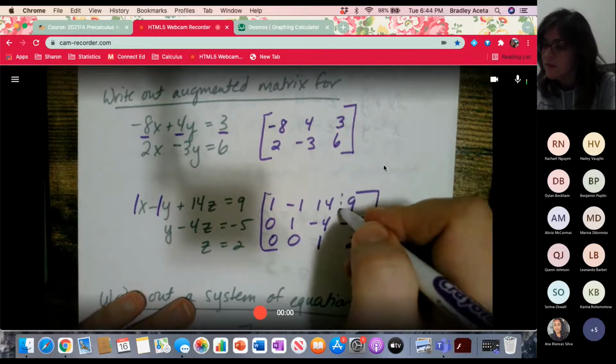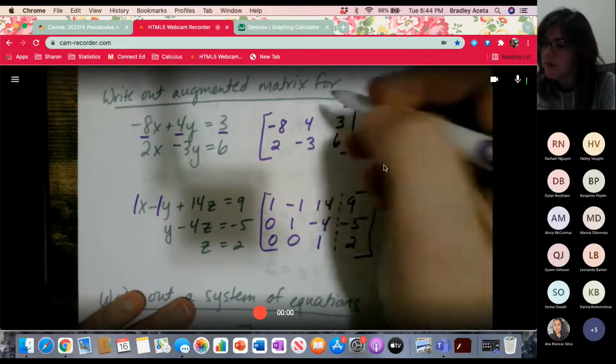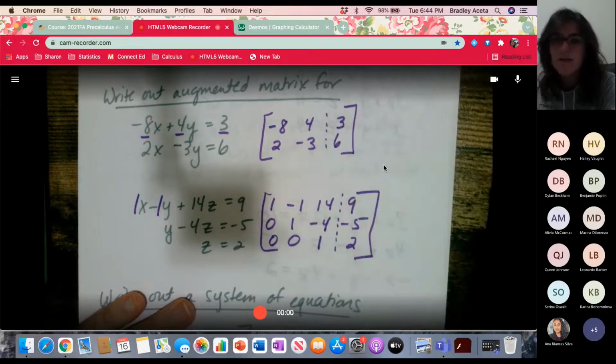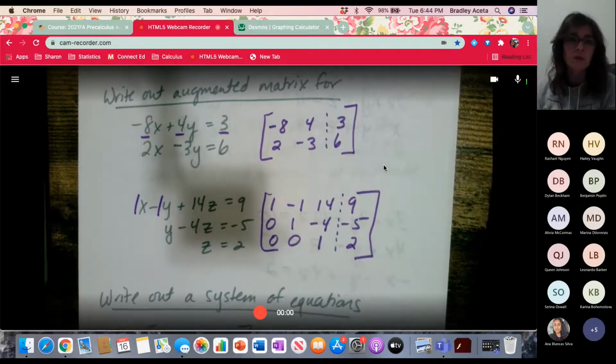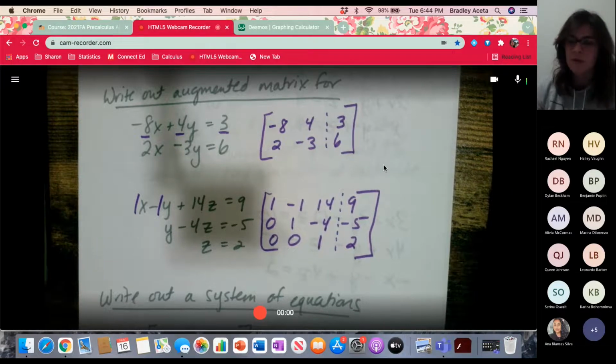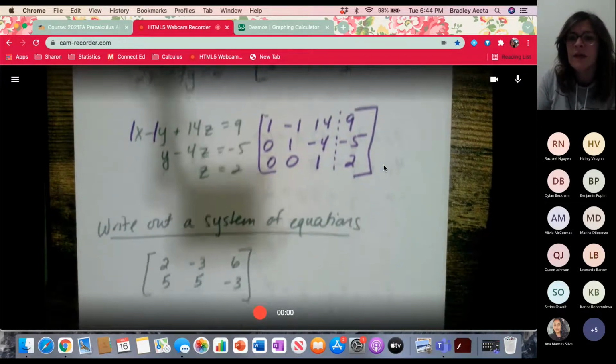What some books do is they put a little dash right here. And that dash just means that's what it equals, that last column is what it equals. So there you go. You just wrote out an augmented matrix. Easy questions. Now let's work backwards.